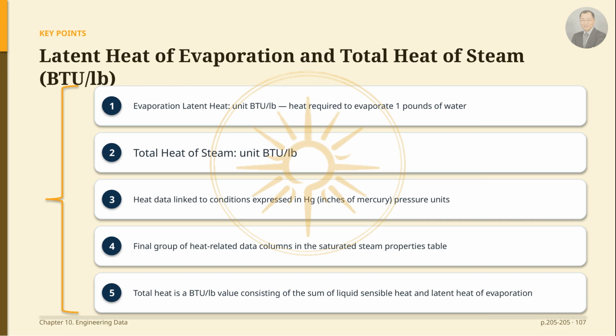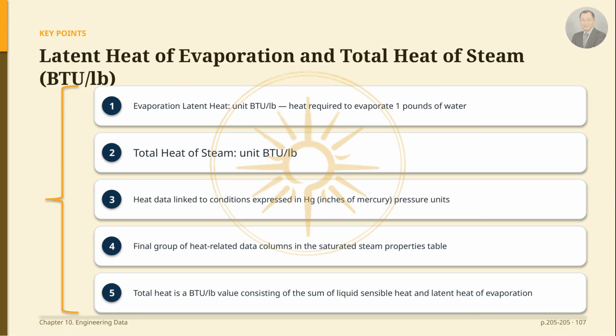I'll introduce the heat data group in the saturated steam table. This section covers two core types of heat. First is the latent heat of evaporation, which represents the heat required to convert 1 pound of water into steam at the same temperature, expressed in BTU per pound. Second is the total heat of steam, which is the total heat obtained by adding the latent heat of evaporation to the sensible heat held in the liquid state, also expressed in BTU per pound.